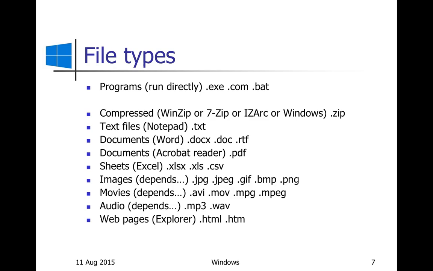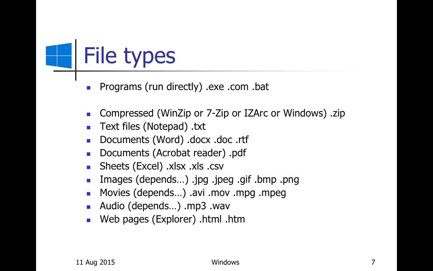XLSX and XLS are the two famous extensions for Excel files, which when you double click on them, are opened with Excel. Okay, also CSV, it's another famous extension which corresponds to typical Excel files.